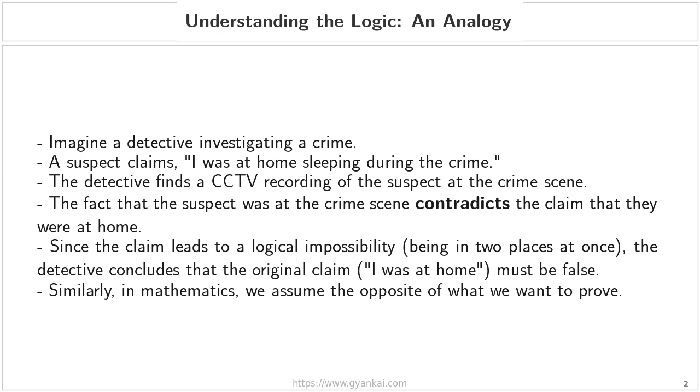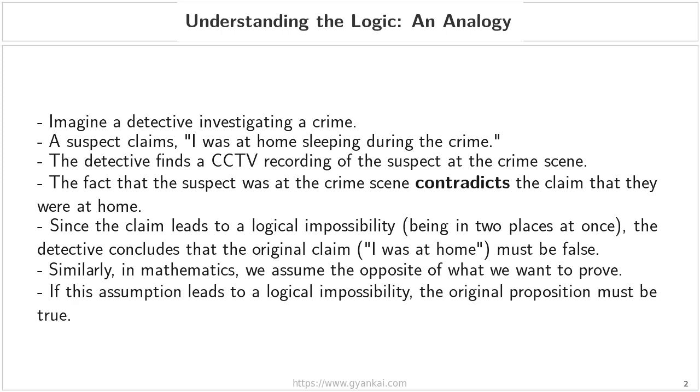Instead of trying to prove √2 is irrational directly, we start by assuming the exact opposite of what we want to prove. We assume it is rational. Then, we follow the logical consequences of that assumption. If those consequences lead us to a logical impossibility, a contradiction, then we know our initial assumption was wrong, and therefore, our original goal must be true. Keep this detective mindset in mind as we move to the next slide to start the formal proof.